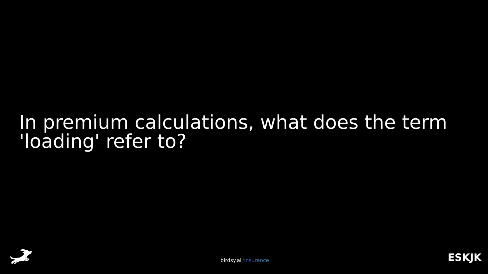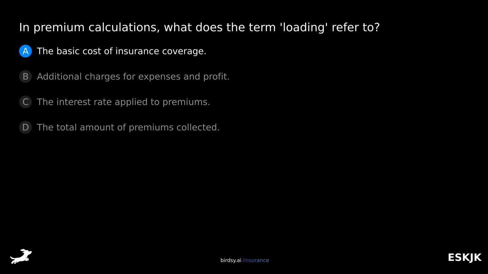In premium calculations, what does the term loading refer to? Is it A, the basic cost of insurance coverage, B, additional charges for expenses and profit, C, the interest rate applied to premiums, or D, the total amount of premiums collected? The answer is B, additional charges for expenses and profit.